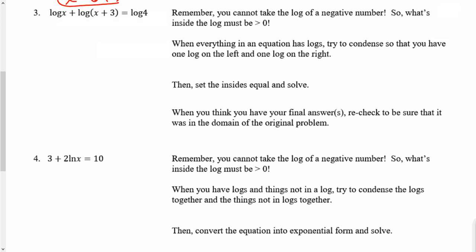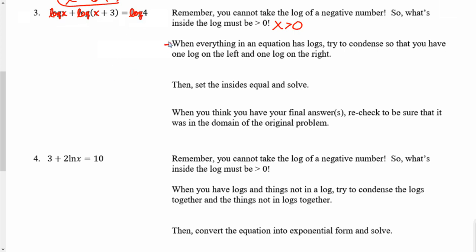In my next equation, if I were thinking of my domain, in the first part, x would have to be greater than 0. In this one, x could actually be greater than negative 3, but x greater than 0 sort of covers that. So I just know for this problem, x is going to have to be positive. When I look at the problem, I've got a log, and I have another log. So every term in the problem has a logarithm.